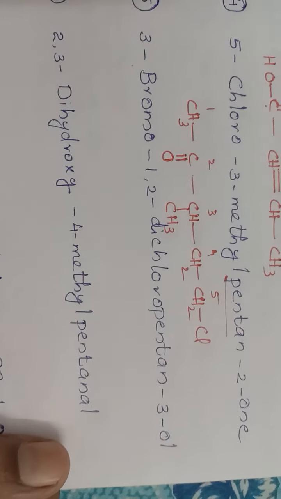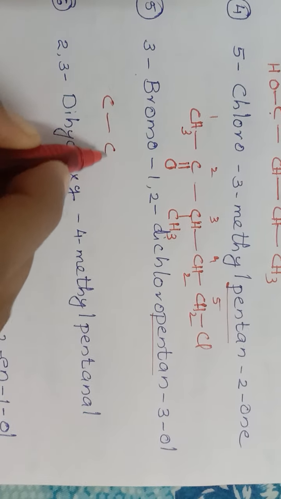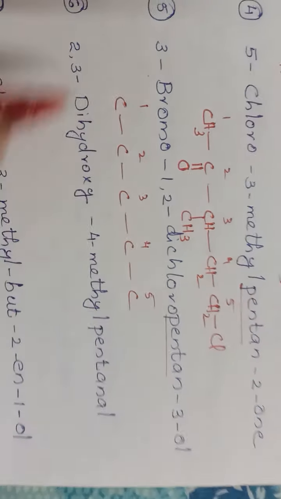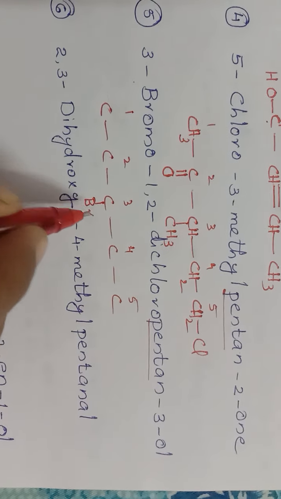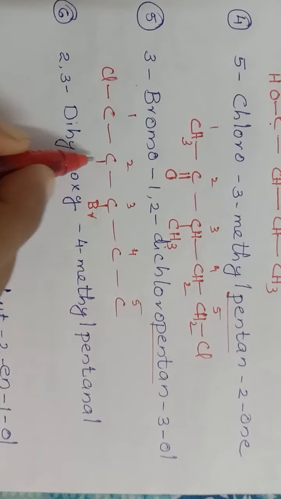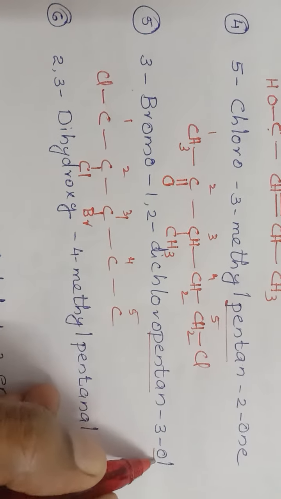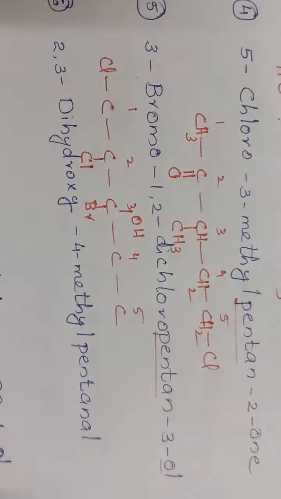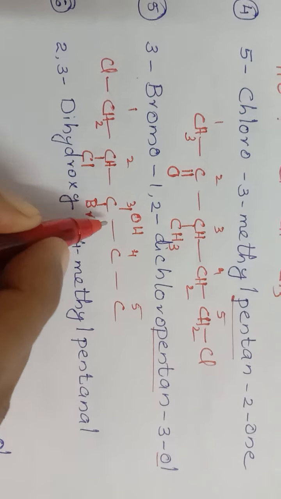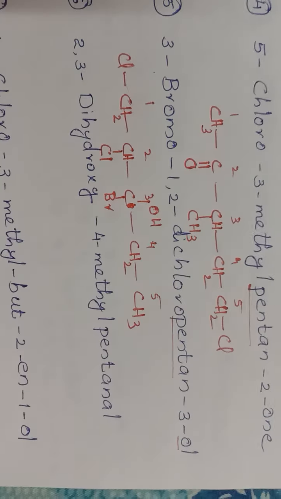3-bromo 1,2 dichloropentan-3-ol. Pentan. Word root is pentan. 5 carbon atoms. Number the carbons. 1, 2, 3, 4, 5. 3-bromo. Third carbon atom contains bromine. 1,2 dichloro. On carbon number 1 there is a chlorine. Carbon number 2 also a chlorine atom. Pentan-3-ol. On the third carbon atom what is present? Ol. Ol means OH group. This is the skeleton. Fill the valencies by putting hydrogen. Here no hydrogen. This is the structure.